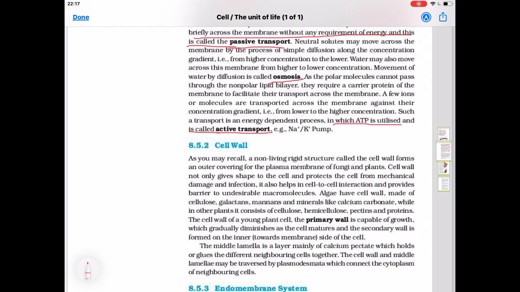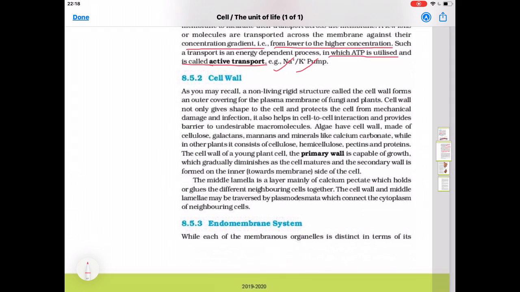A few ions or molecules are transported across the membrane against their concentration gradient, that is from lower towards the higher concentration. Such a transport is an energy dependent process in which ATP is utilized and is called active transport. Example, sodium potassium pump. That is, with the movement of these ions, some energy is utilized.